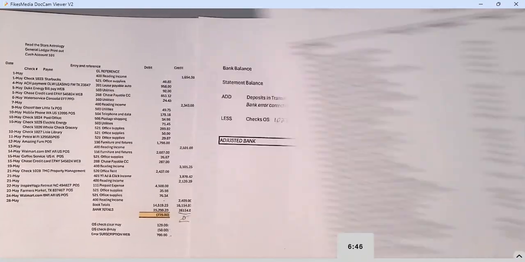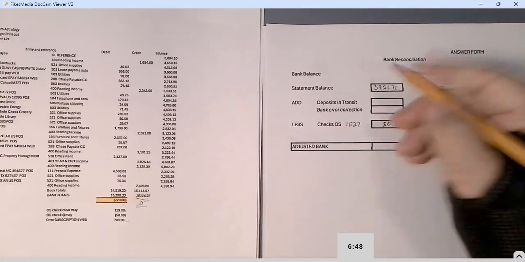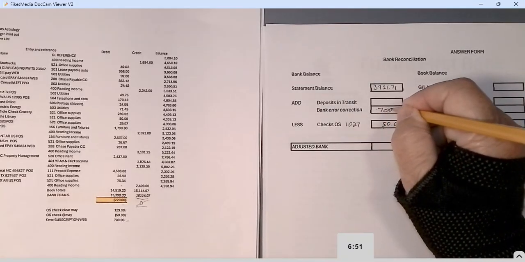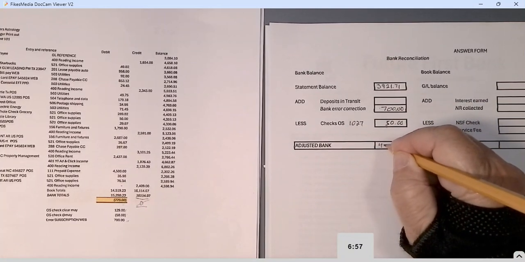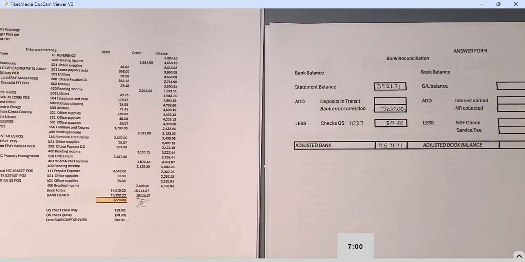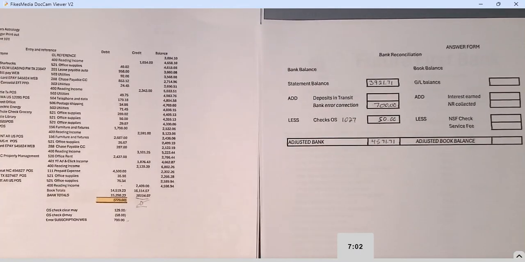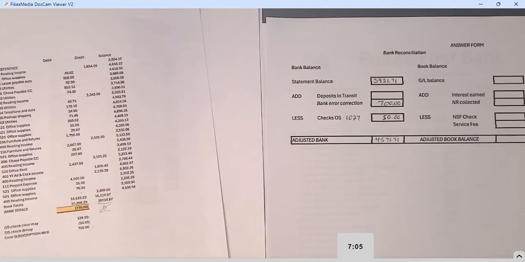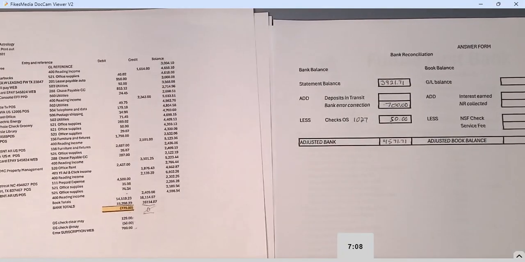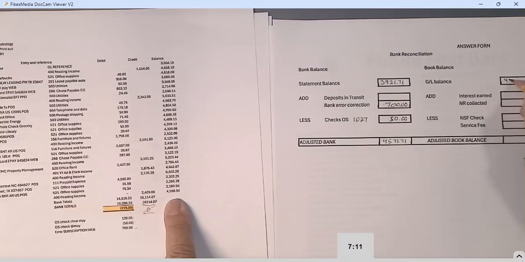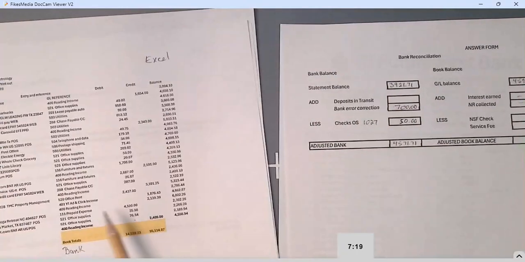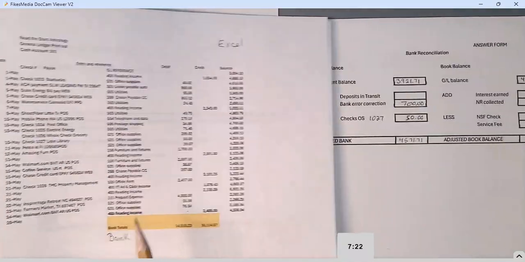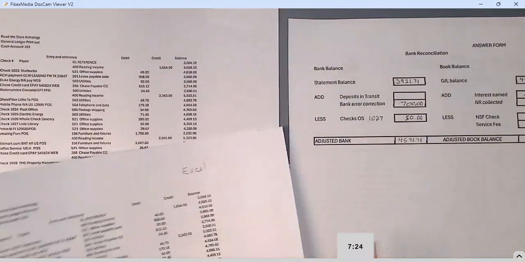Let's see. So I have an error correction. I think it's a bank error. Okay. And I reconcile this to 457171. Let's see if my general ledger balance is okay. So my general ledger balance is 4598.94, and I don't have any notes or anything else like that collected. I don't have any NSF checks on the bank. Okay.